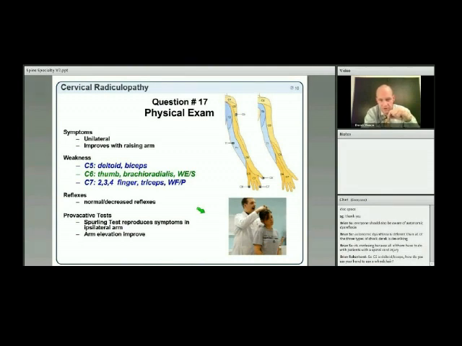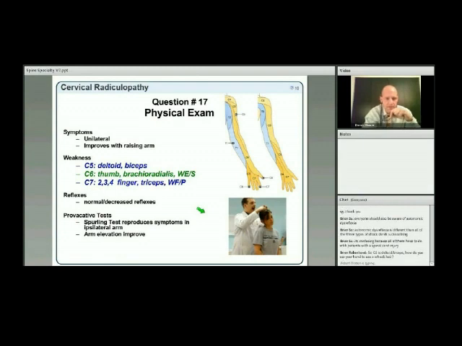Symptoms, the keywords you want to look for in the question stem is that it's usually unilateral, and it often improves when patients raise their arm. A lot of times patients report that when they're driving a car, they actually hold their seatbelt to keep their arm up in the air. On physical exam, you need to know your levels. So C5 is deltoid and biceps. C6 is sensory to the thumb, brachioradialis, wrist extension and supination. And as you know, C7 is innervation to the fingers, second, third, and fourth fingers, and triceps and wrist flexion and pronation.